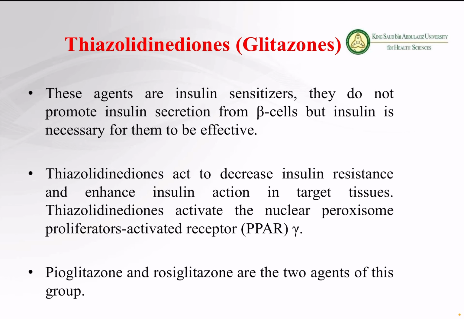Thiazolidinedione, also called glitazone, because their names are pioglitazone and rosiglitazone. Okay, so this is the name of the family? This is the class, yeah, and this is the example.